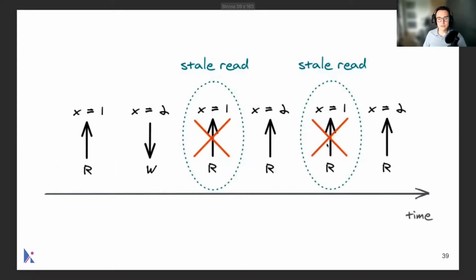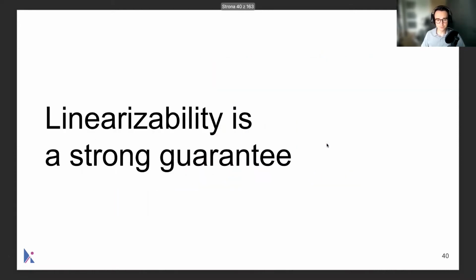As a consequence, in a linearizable system, it is impossible to observe a problem called a stale read, so a situation when after updating a value, the outdated one could be returned for any of the consecutive read operations. So as you can see, linearizability is a really strong guarantee, and because it's so strong, it's also quite useful for us, for the people that are building distributed systems or using them.